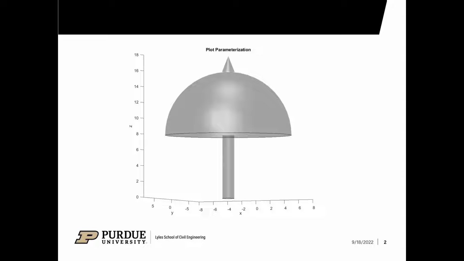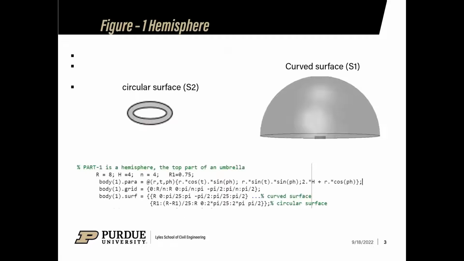The figure I have taken is an umbrella. It is made of 3 figures: the hemisphere, the cylinder and the cone. The first figure is the hemisphere and my parameterization of the hemisphere is this, and I have taken two surfaces, the curved surface and the circular surface.